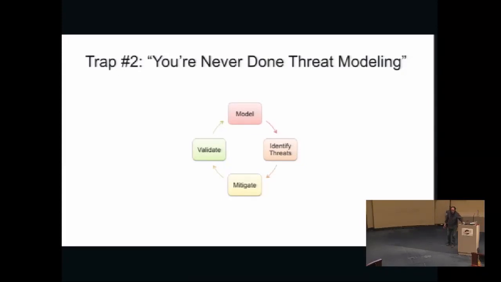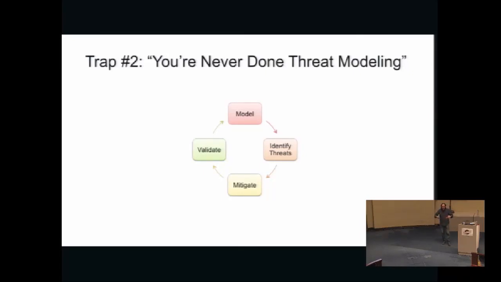The second trap is to say you're never done threat modeling. And diagrams like this, which I'm responsible for being in a lot of Microsoft's threat modeling documentation. My friend Andy Jakewith likes to call this a hamster wheel of pain, because you get onto it, and then you go around and around and around, and you don't get somewhere useful.